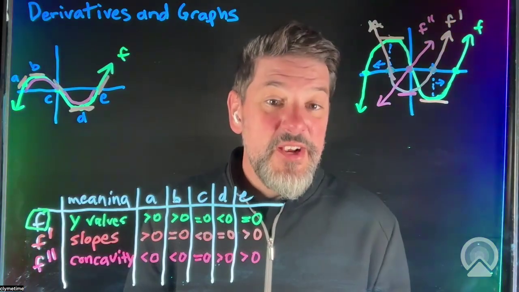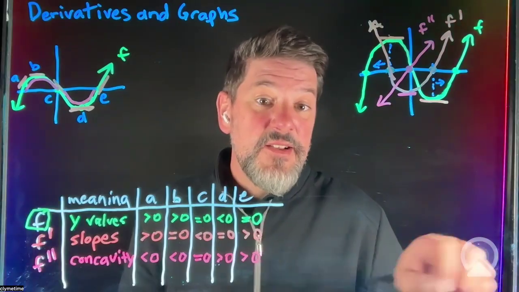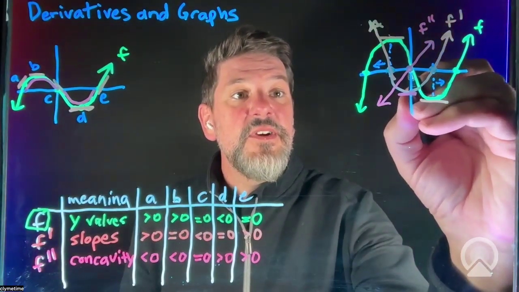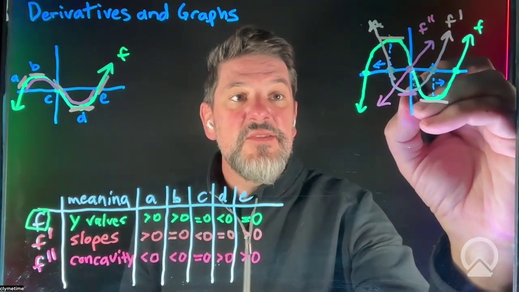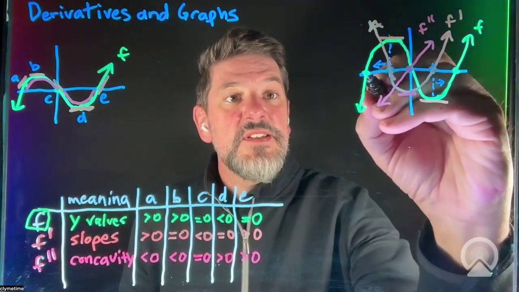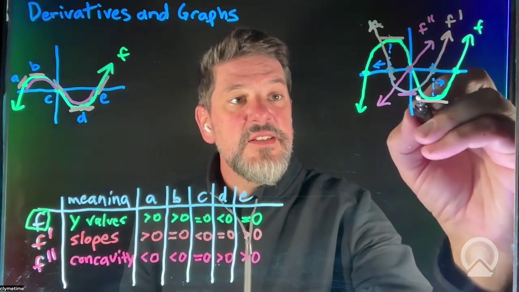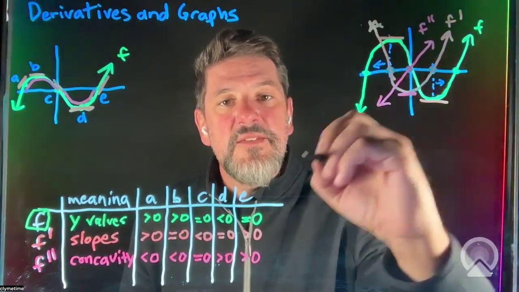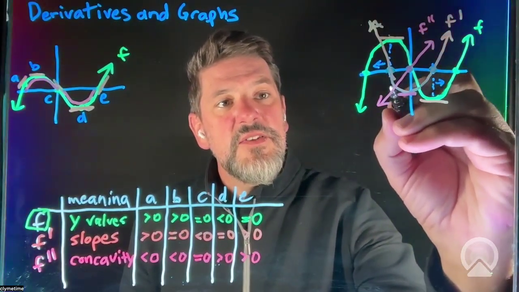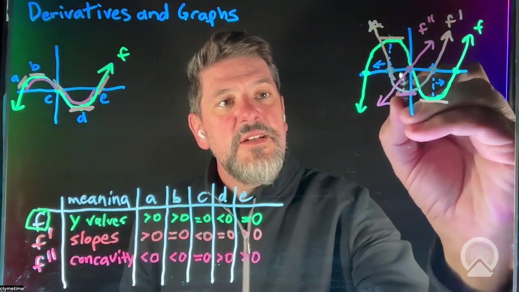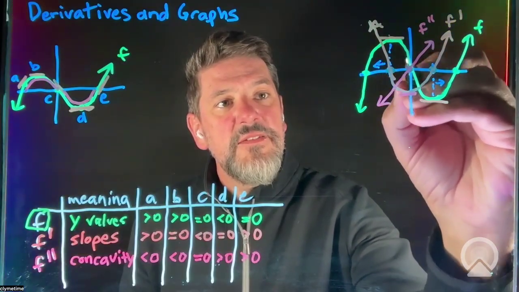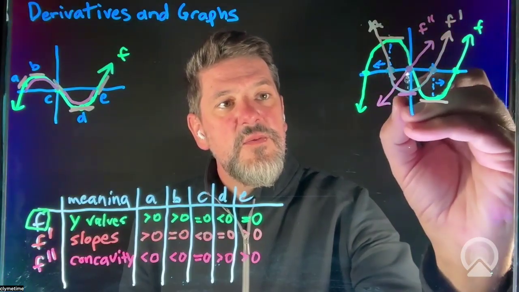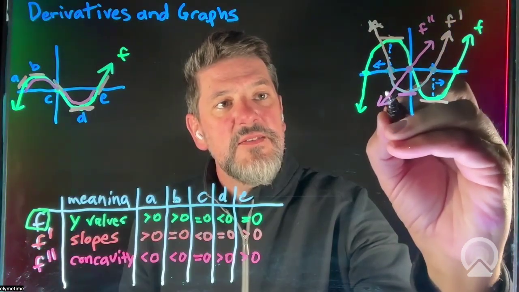Now we can go back and check ourselves a little bit here and say, does concavity line up? So where f prime prime is zero, do we have a potential inflection point? And it looks like we do, because this looks like it's concave down and this looks like it's concave up. So where f prime prime is zero, we do in fact have an inflection point. And where the y values of f prime prime are negative, do we have concave down on f? The answer is yes. f is concave down where f prime prime has negative y values.